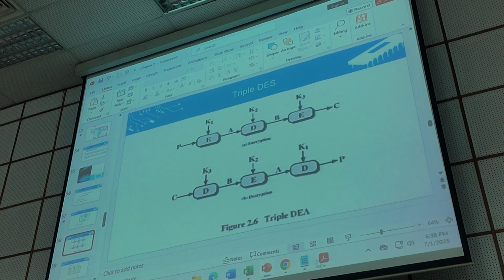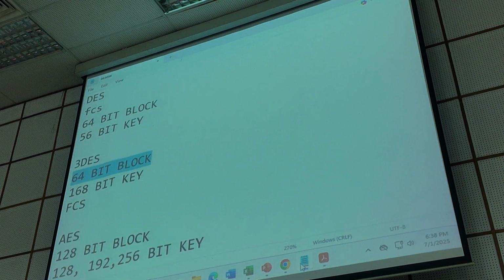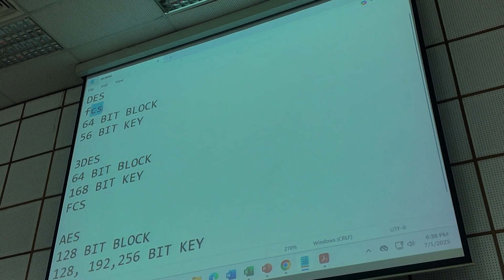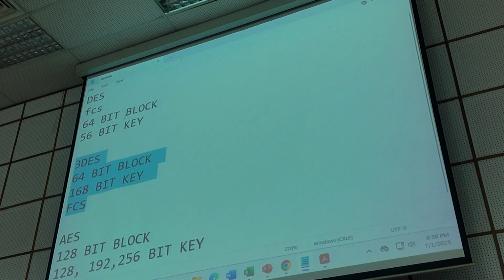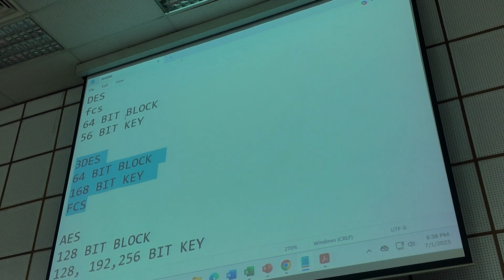So that's why they came out with another algorithm known as AES. DES is a Feistel cipher structure that involves multiple rounds. DES has fewer rounds. 3DES has 3 times the rounds compared to DES. So the time needed to complete the process is much longer. That's why AES does not use this Feistel cipher structure anymore. AES uses 4 steps. They run in parallel.